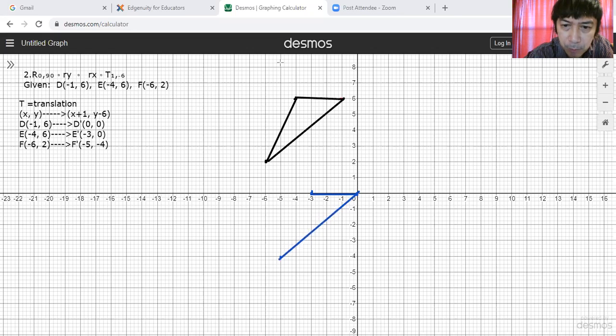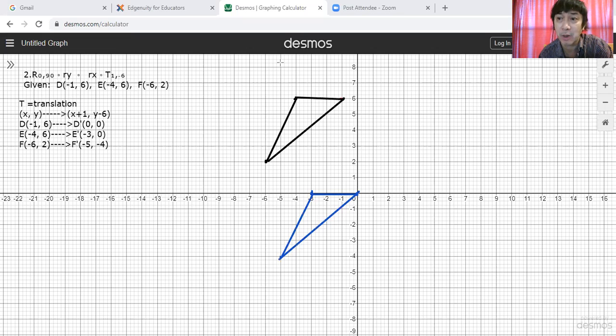Okay, I'm connecting the points to complete the figure there. So this is the result of the rigid transformation called translation. It moved 1 unit to the right and 6 down. All right, that's the result. We shall proceed to the next.